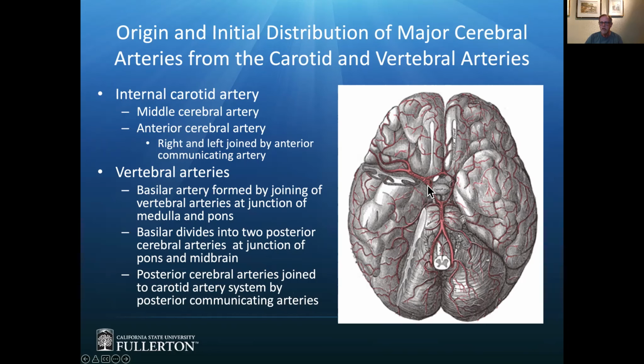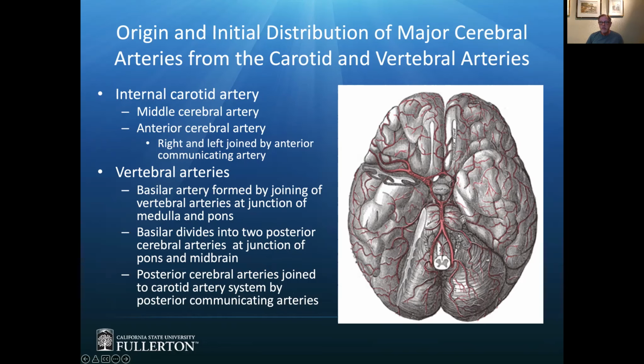and a branch here, posterior communicating artery. And then up here in the front is a little short artery that connects the two anterior cerebral arteries, and that's called the anterior communicating artery. And so with those two communicating artery systems, two posterior communicating and one anterior, you form the circle of Willis.